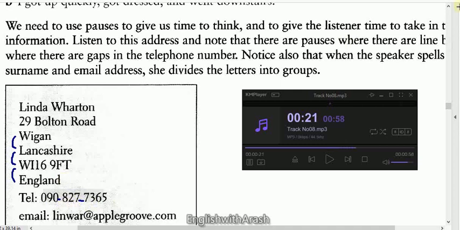In the email address, he's going to use that's a lot to actually spell this part, and also to spell this part. He's going to spell it using the word that's. And email Linwar, that's LINWAR, at Applegroove, that's APPLE, Groove, GROOVE.com.